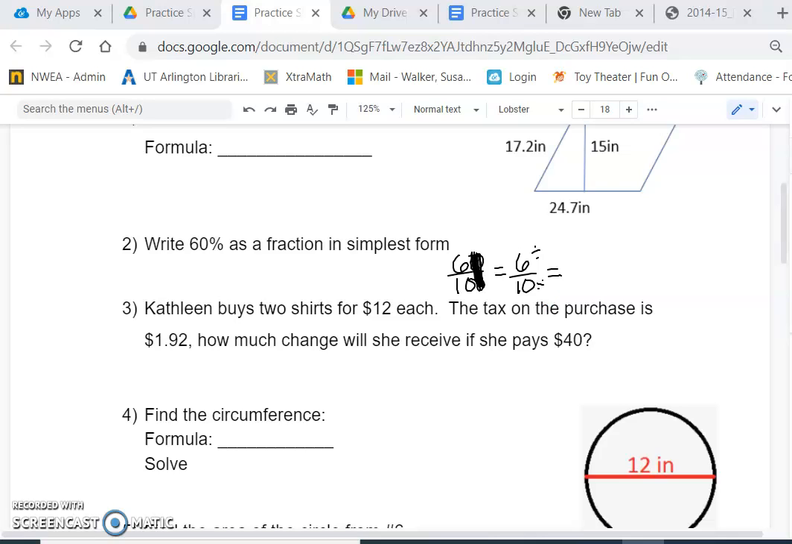Number 3, Kathleen buys 2 shirts for $12 each. The tax on the purchase is $1.92. How much change will she receive if she pays $40? Okay, this is what you're going to miss.